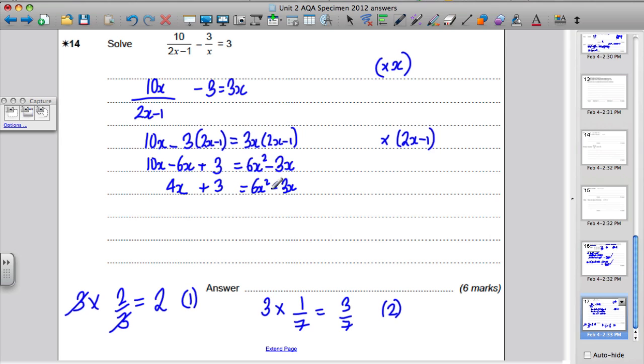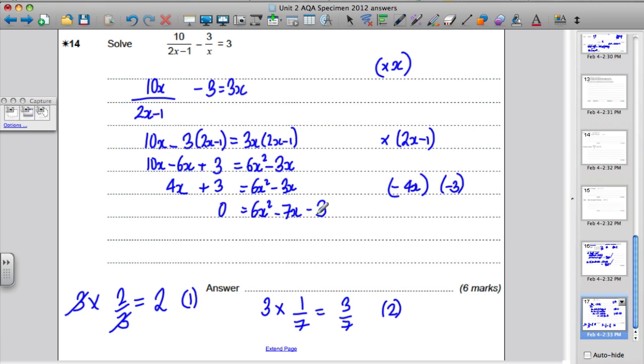Now it's a quadratic equation because it's got x squareds and an equals. To solve, I have to make one side equal to 0. So I'm going to keep the x squared here because it's positive. I like having the x squared with a positive coefficient. So I'm going to subtract 4x and subtract 3 from both sides. I would get 0 is equal to 6x squared, minus 3x minus 4x is minus 7x, and 0 minus 3 is minus 3.